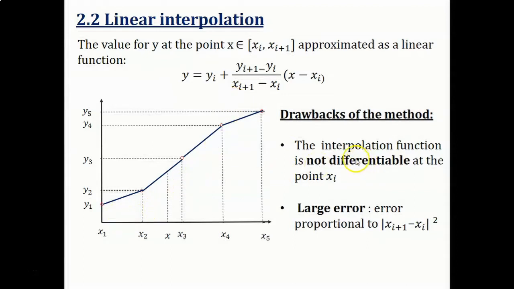Now, the main drawback of this method is that the interpolation function is not differentiable at the point xi. So basically you have two different values for f prime of x, for example, at this point. And the other problem is that this way of interpolating produces a large error that is proportional to xi plus 1 minus xi, squared.